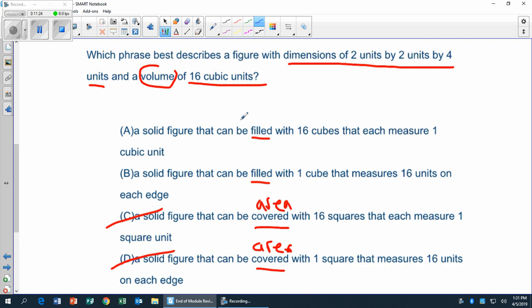So now I'm going to look, and we want to say a solid figure that can be filled with 16 cubes, or a solid figure that's filled with 1 cube. Well, the cubes are usually 1 unit. So I want to get rid of the fact that there's only 1 cube, and I want to say that I'm putting 16 cubes in there.